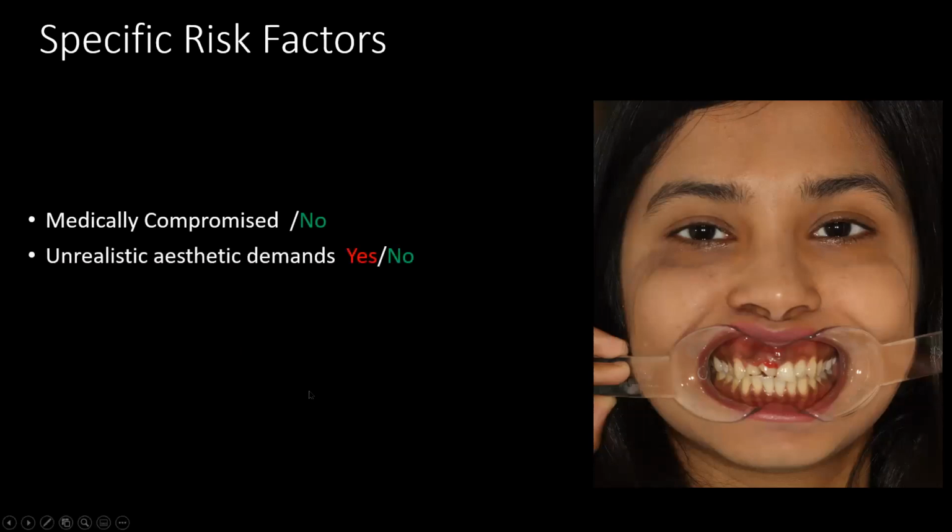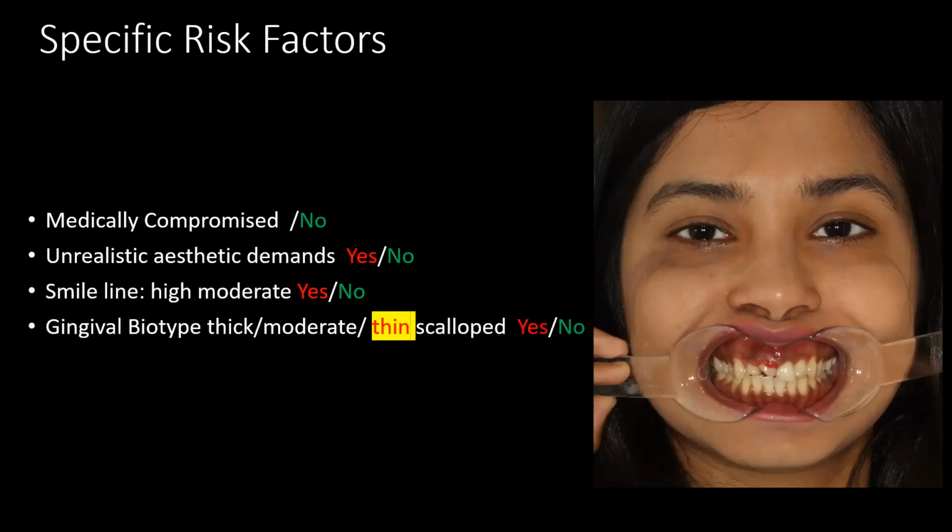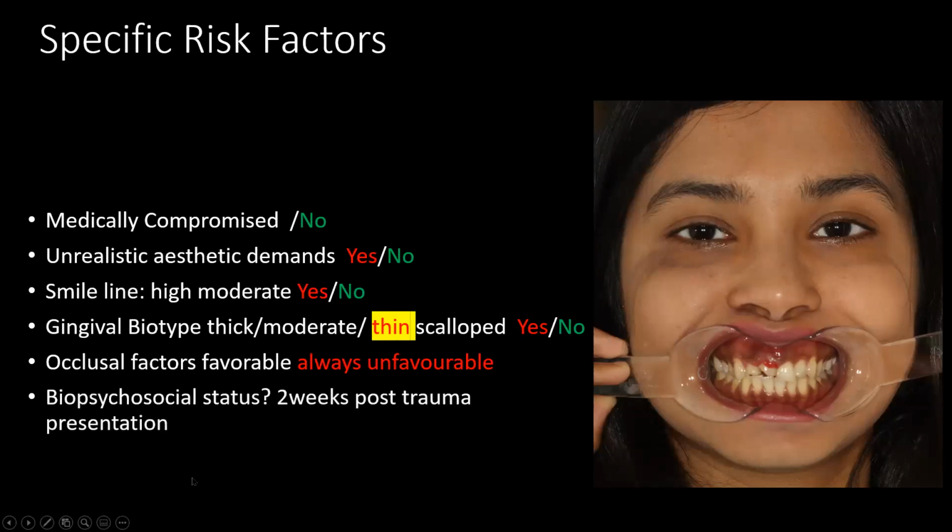Apparently she has high aesthetic demands, and that needs to be modified and spoken to the patient. Smile line, thin biotype, and the occlusion risk factors are always unfavorable for these patients. Nevertheless, we have problems, but the most important thing we need to fix for this particular patient is her biopsychosocial status. She's been hit with trauma, she's in shock for 2 weeks, and she presents to the practice during that time. What I like to see is that we need to give this girl hope.